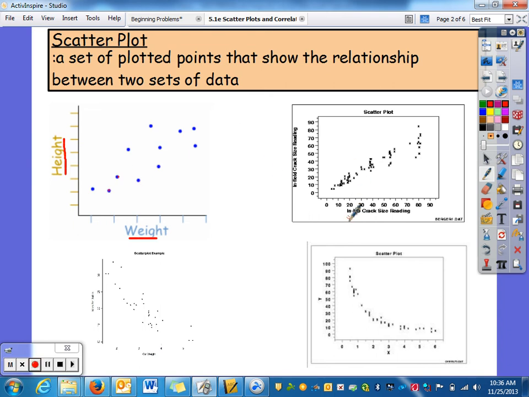Here we're doing the in lab and then in field crack size, so it's talking about some science, measuring things, and then this shows the relationship.